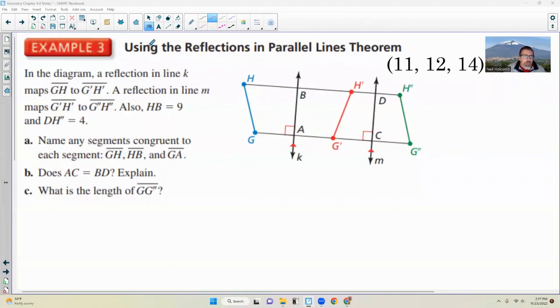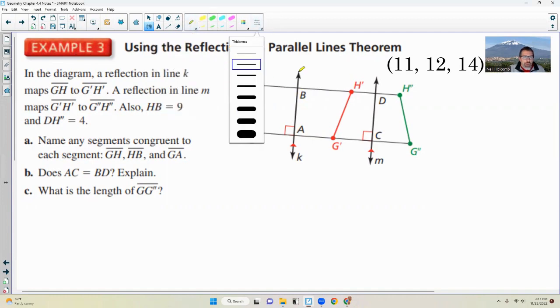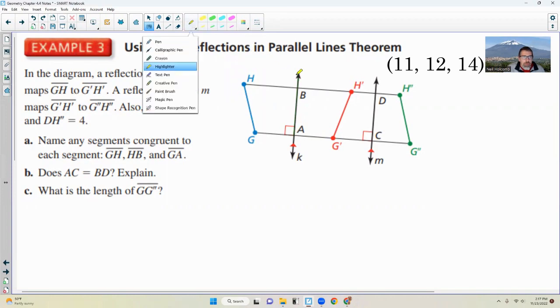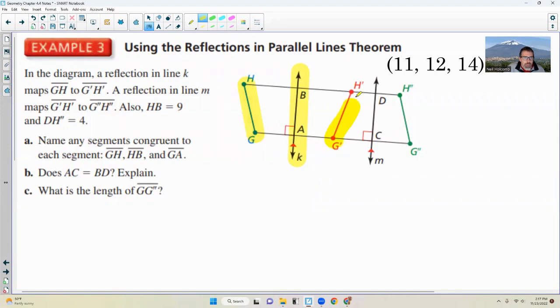All right, so example 3, using the reflections in parallel lines theorem. In the diagram, a reflection in line K. Let me highlight that. So we're talking about this right here. In the diagram, a reflection in line K maps GH onto G prime H prime.